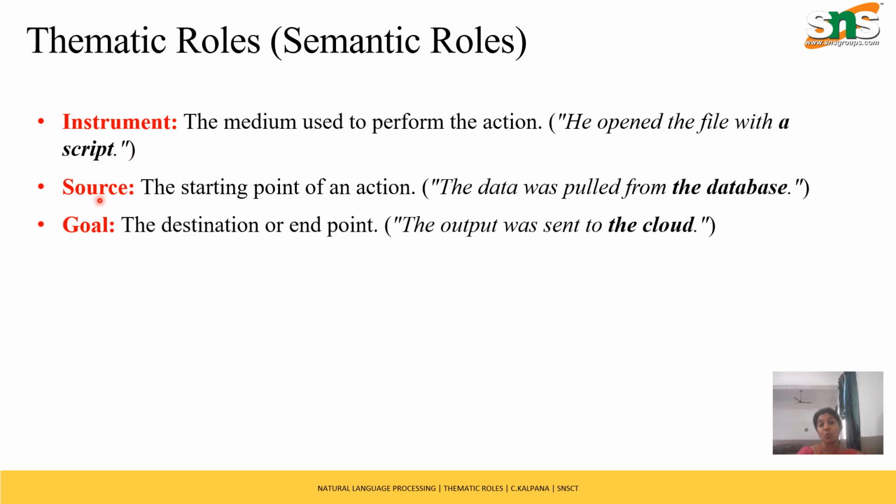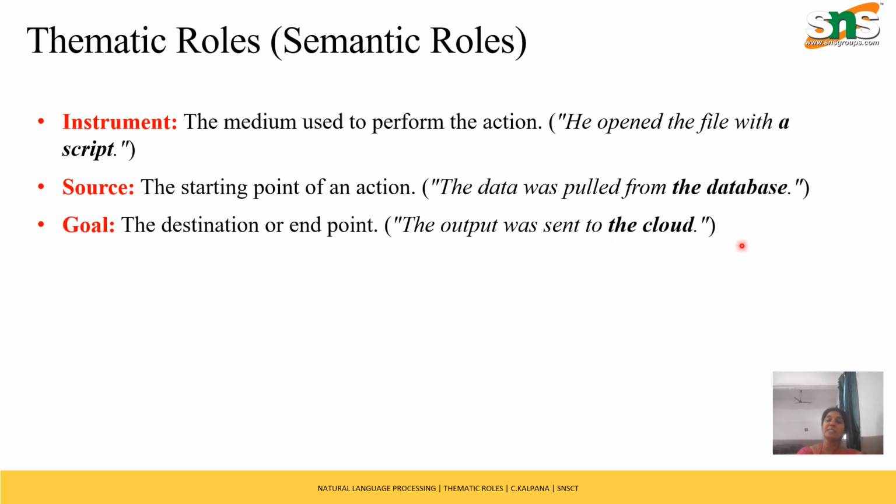Next is the source, the starting point of an action. For example: the data was pulled from the database. From where we are retrieving the data, the exact source, the database, that becomes the source. And next is the goal. The goal is the destination, or the endpoint. For example: the output was sent to the cloud. It is the termination, the endpoint. That is the goal.